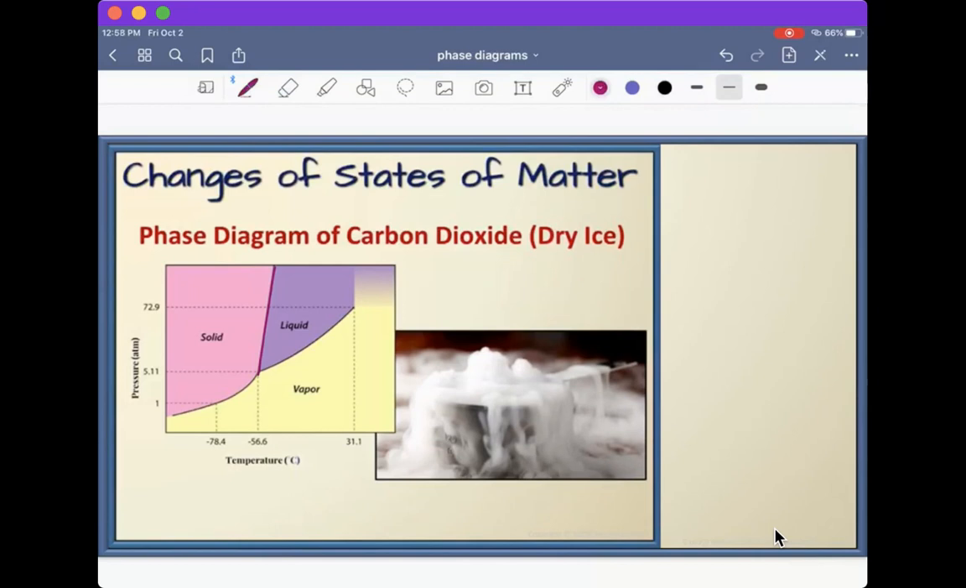All right, so let's read this. First off, we want to locate the critical point. The critical point is going to occur at 72.9 ATM.